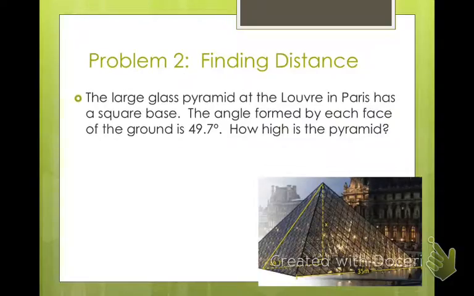The large glass pyramid at the Louvre in Paris has a square base. The angle formed by each face of the ground is 49.7 degrees. How high is the pyramid? So you can see we have a right triangle inside this pyramid. We know that the entire base all the way across is 35 meters, so we could find the height by using the angle and the ground.